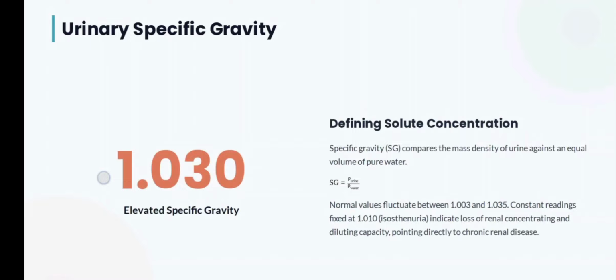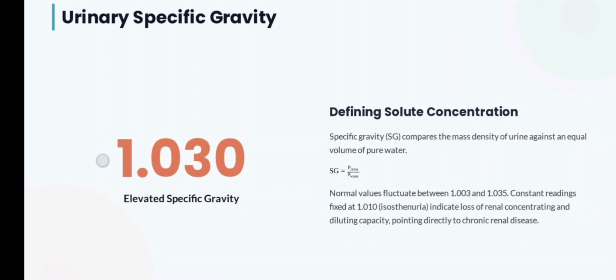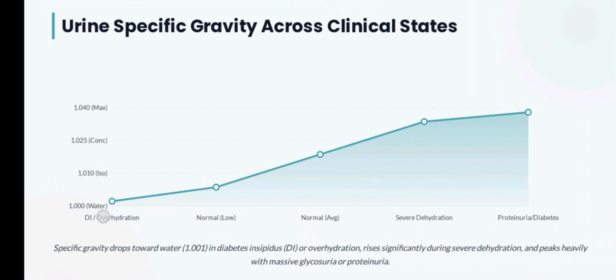The normal specific gravity ranges from about 1.003 to 1.035. High values indicate concentrated urine, while low values indicate dilute urine. Urine specific gravity across clinical states. Specific gravity drops towards water, 1.001, in diabetes insipidus or overhydration, rises significantly during severe dehydration, and peaks heavily with massive glycosuria and proteinuria. It decreases in conditions such as diabetes insipidus and overhydration. It increases in dehydration, diabetes mellitus, and proteinuria.